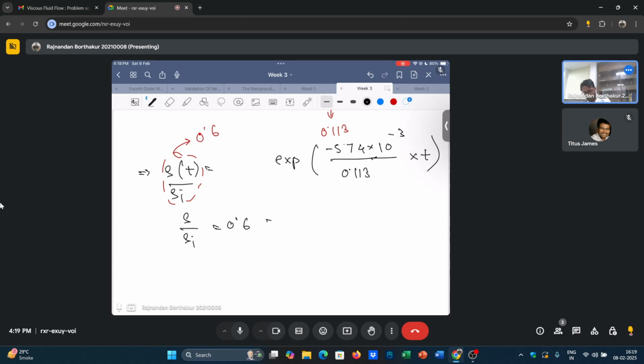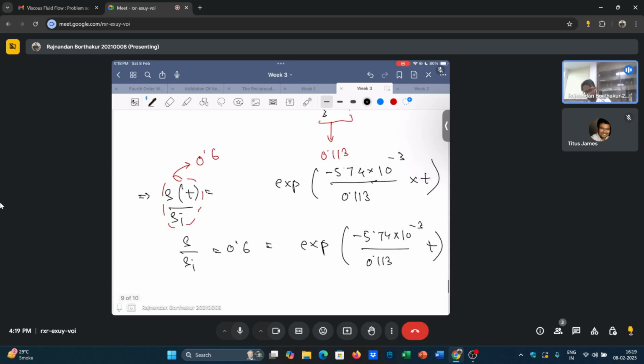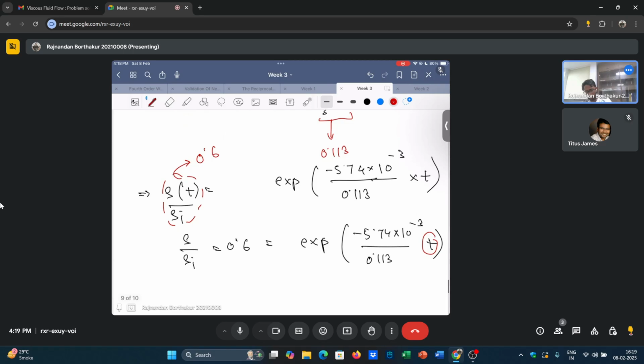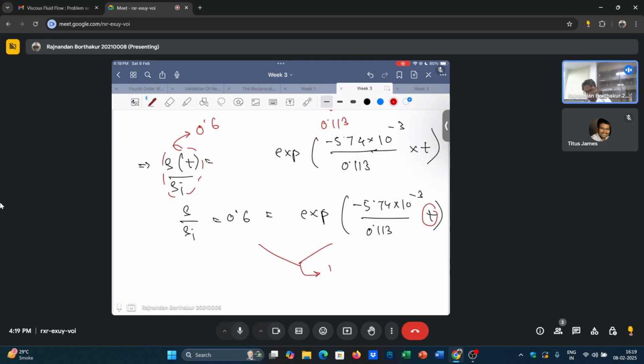And then this is equal to exponent of this term, minus 5.4 into 10 to the power minus 3 by 0.113 times t. So this is just the one variable, that t, that you need to evaluate. Just equate these two things, and you should get the value of time. I have the answer. You should get your time to be around 10 seconds, which means that you just require 10 seconds given these initial conditions for your density to drop by 40%. That is when your density becomes 0.6 times the initial density. That's the answer.